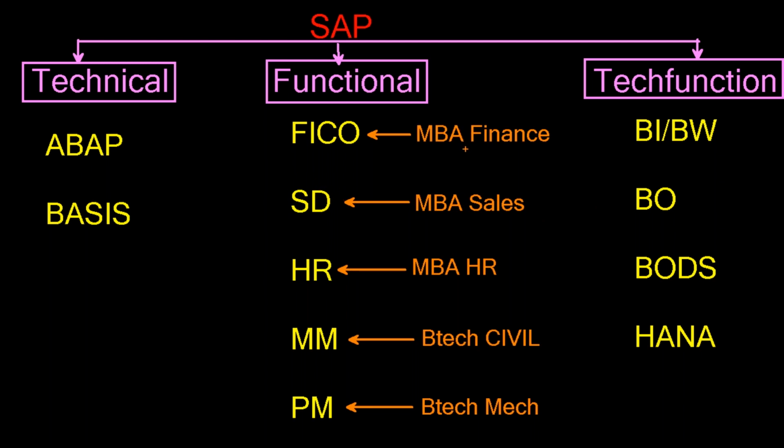MBA finance background people are eligible for FICO. MBA HR education background people are eligible for SAP HR. Civil background people are eligible for material management. Mechanical background people are eligible for plant maintenance. And coming to the techno-functional modules, if you want to learn BI/BW, first you should have experience in SQL.